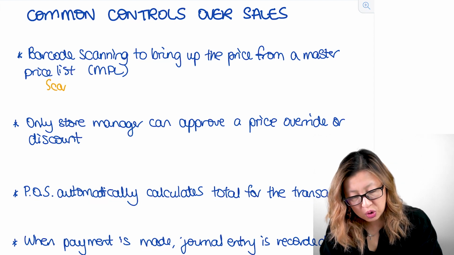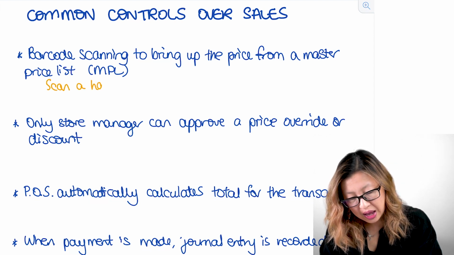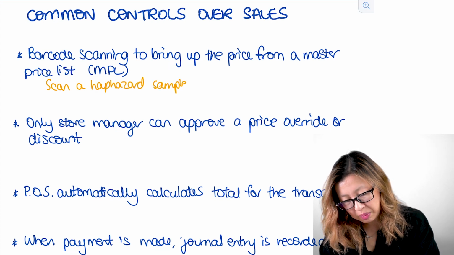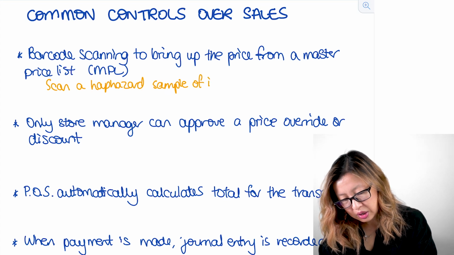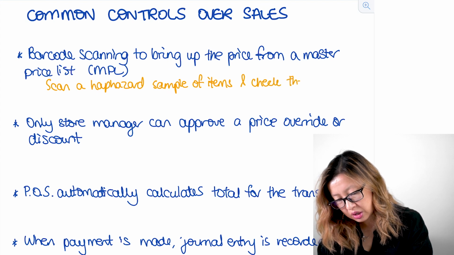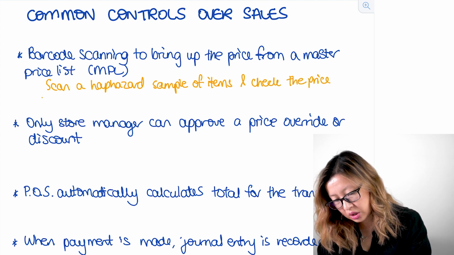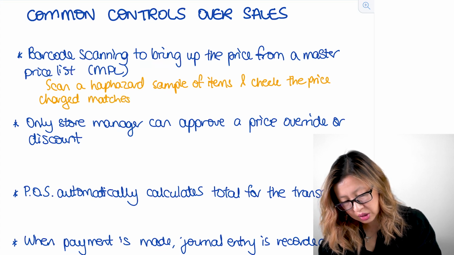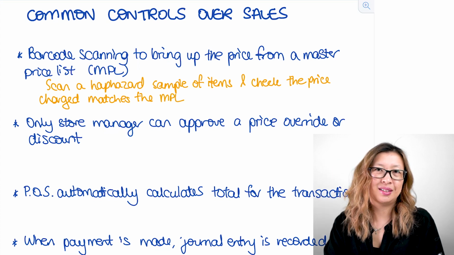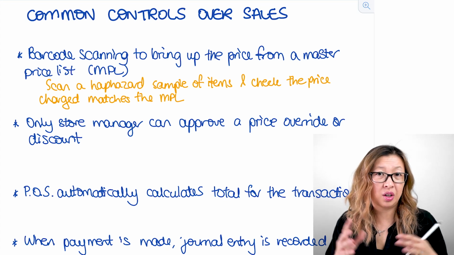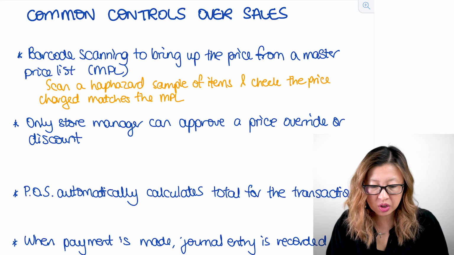So we've got a couple of different options here, but the one I'm going to try is actually a physical test. So you could scan a haphazard sample of items and check the price charged matches the master price list. Now that's great for testing, does the control work right now? But that doesn't really help us to find out whether control was happening over the entire period or not.